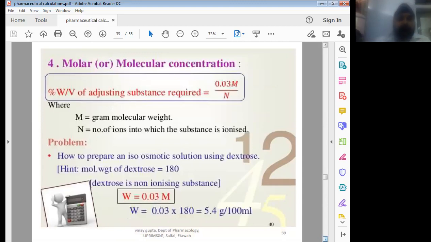Then the last method is the molecular concentration method. Here the percentage weight by volume of the adjusting substance required will be equal to 0.03 M by n. M is the gram molecular weight and n is the number of ions into which the substance is ionized.